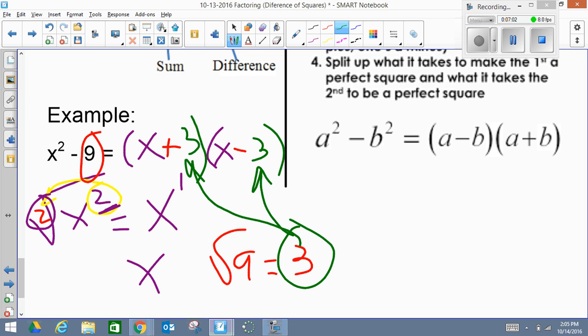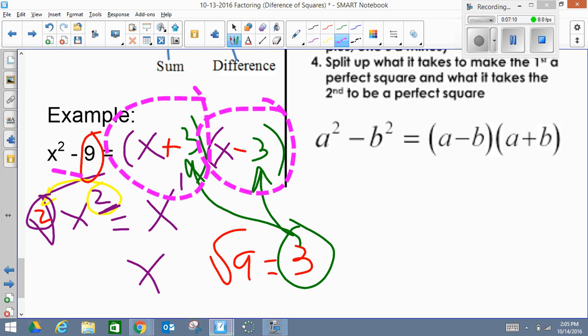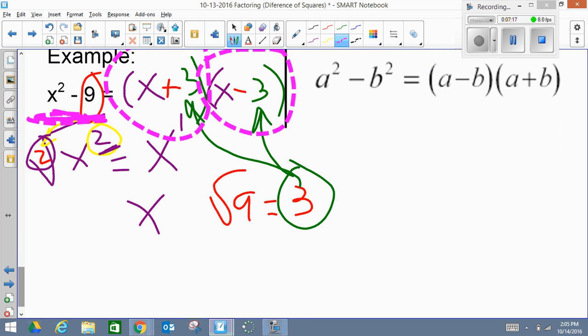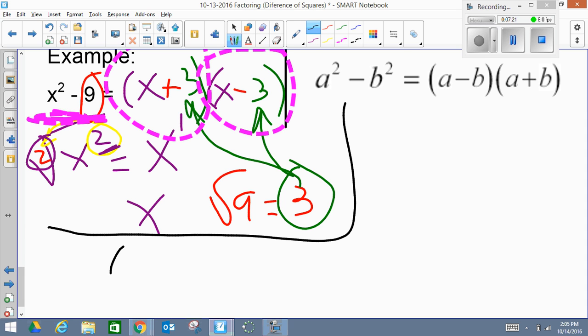If I want to double check my difference of squares, I just need to multiply my first parenthesis times the second parenthesis. Once you multiply that, you should get x squared minus 9. You know what? Let's do it. Let's double check that answer. So we have x plus 3. Let's make a line over here. So I have x plus 3 times x minus 3.